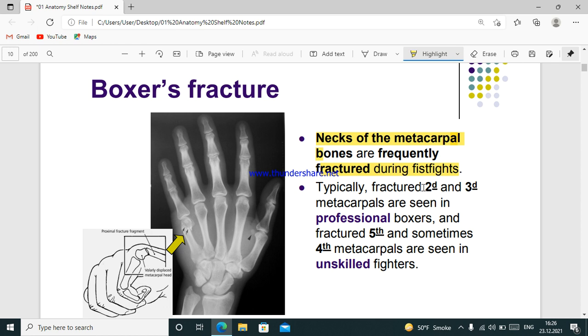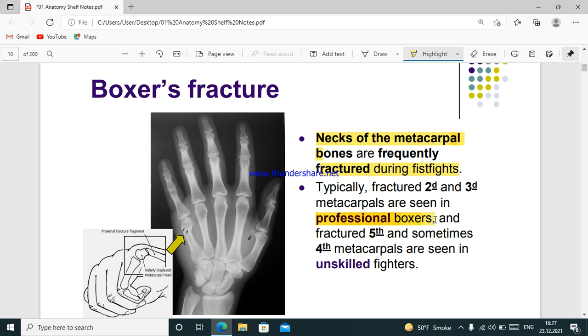If there is a fist fight, when our fingers come together in a collection, our hand becomes strong. Mostly in MMA and UFC, fighters are doing fist fights. In this case, the neck of the metacarpal bone may be fractured. Because they are fist fighting in UFC, they typically fracture the second and third metacarpal bones. But it is mostly seen in professional boxers.